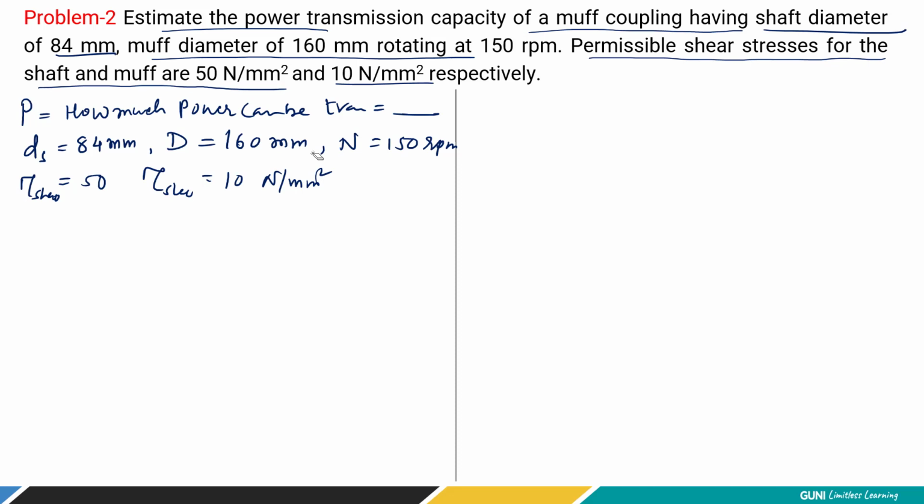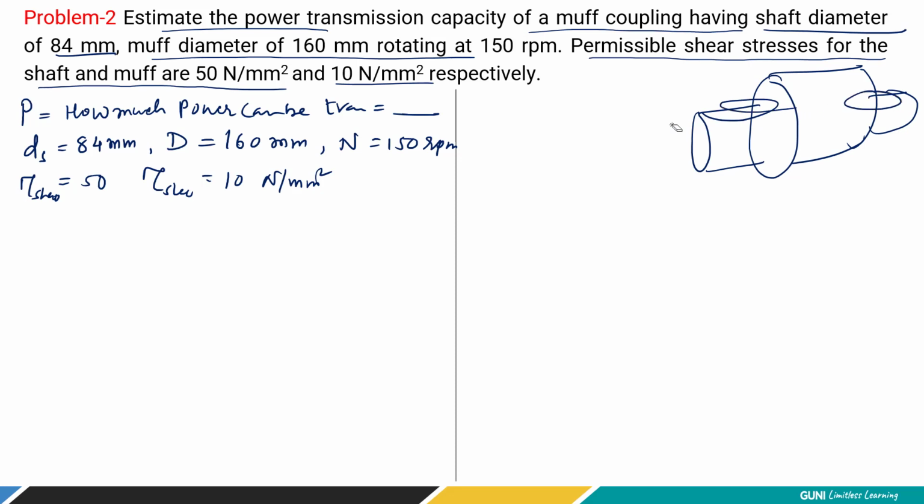Now, to understand what this numerical says, just try to understand how the muff coupling works. This is the shaft and this is the sleeve, then again the output shaft. This is the key, and the second key. Torque is transmitted from the shaft to the key, then to the sleeve, and from the sleeve to the key and to the shaft. So we can find the power transmitted from the design of the shaft and also from the design of the sleeve. Now we are going to get two values of power. Whichever is lower is our final answer.